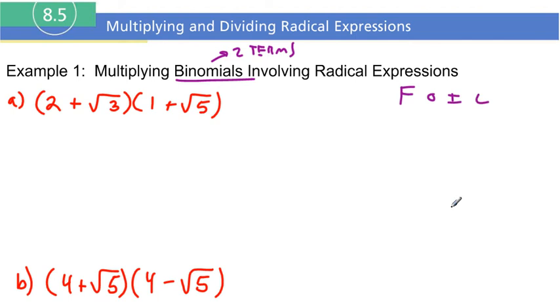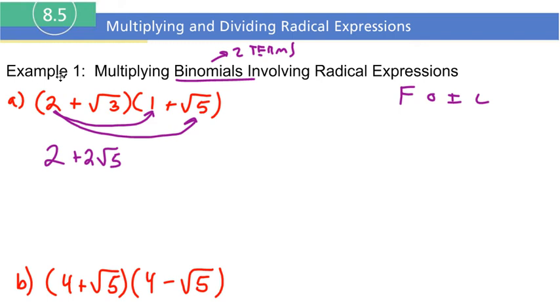Oh, yeah, that's what I'm talking about. So let's do the thing, right? Let's do our first term. 2 times 1 gives us 2. Now let's do our O, the outside term. 2 times radical 5. Okay, 2 times radical 5 is 2 radical 5.